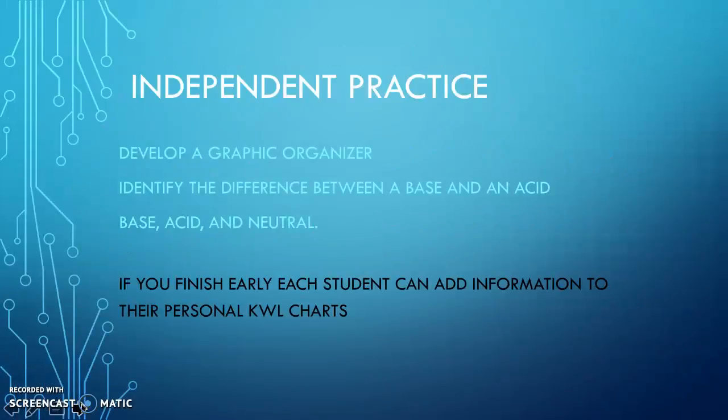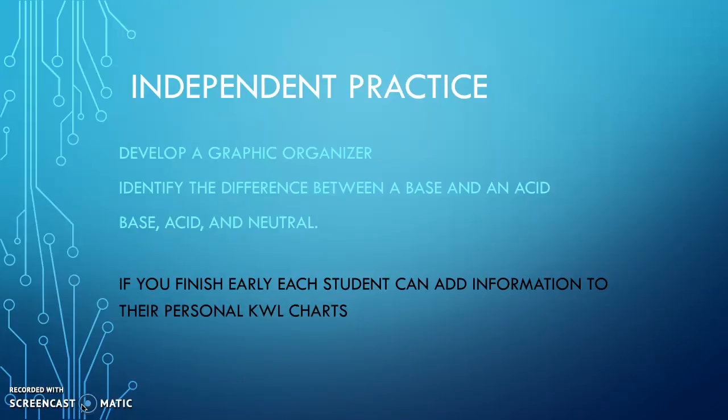So in terms of independent practice, I want students to develop a graphic organizer, and I also want them to identify the difference between a base and an acid within those graphic organizers. So it should have three major components: a base, an acid, and neutral. I want them to know that if it has a pH of 7, automatically it's neutral. Just things like that, to be able to identify quickly.